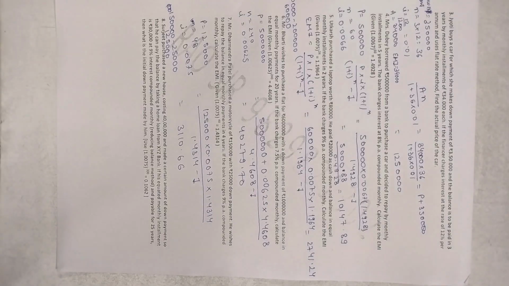Now come to the next question. Surjit purchased a new house costing 40 lakh and made a certain amount of down payment so that he can pay the balance by taking a home loan from XYZ bank. His equated monthly installment is 30,000 at 9% compounded monthly, reducing balance method, and payable for 25 years. Then what is the initial down payment made by him?